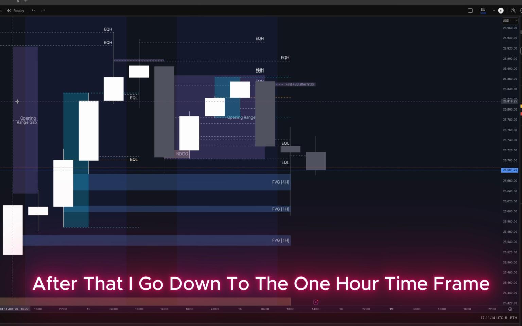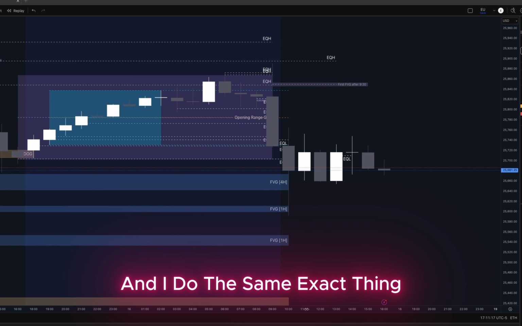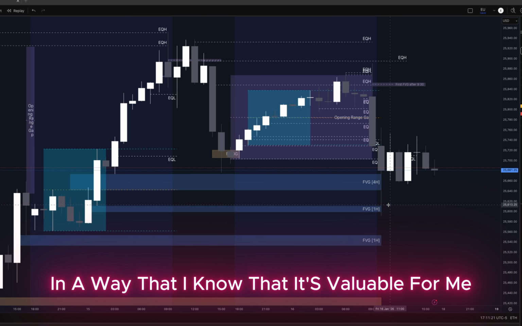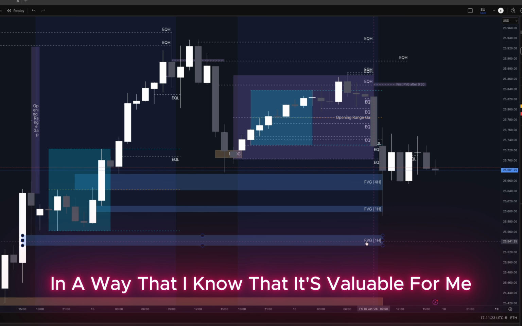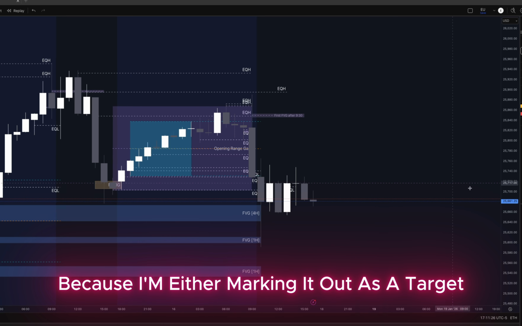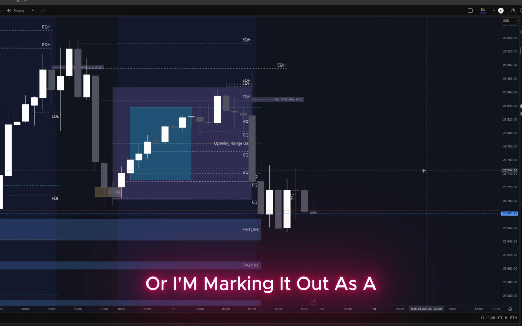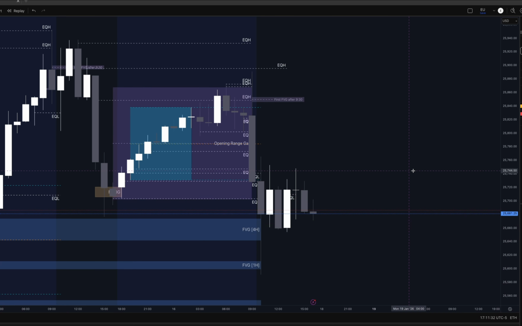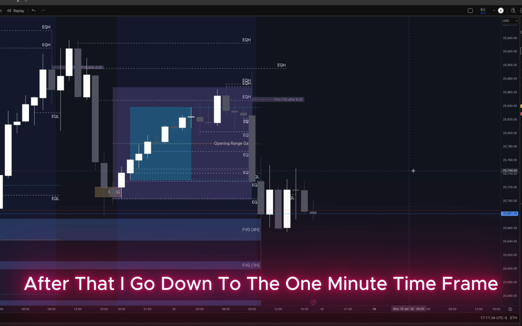After that, I go down to the 1-hour time frame and I do the same exact thing. I mark out the 1-hour fair value gaps in a way that I know that it's valuable for me, because I'm either marking it out as a target or I'm marking it out as a place where price could bounce up from.